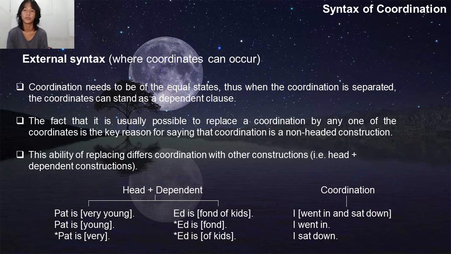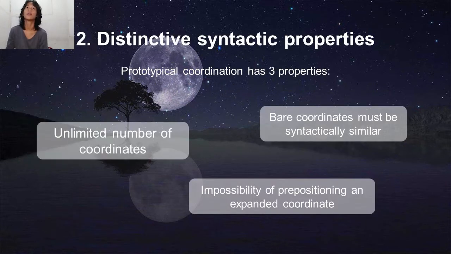Basically, it is just about the placement of the coordinates and why it is like that. Let's move to the next, distinctive syntactic properties. Here, the prototypical coordination has three properties: an unlimited number of coordinates, the coordinates must be syntactically similar, and the impossibility of repositioning an expanded coordinate. So let's go to the next slide.